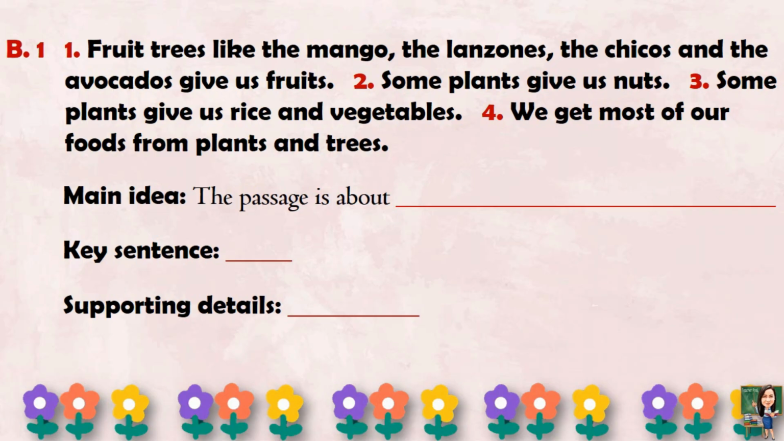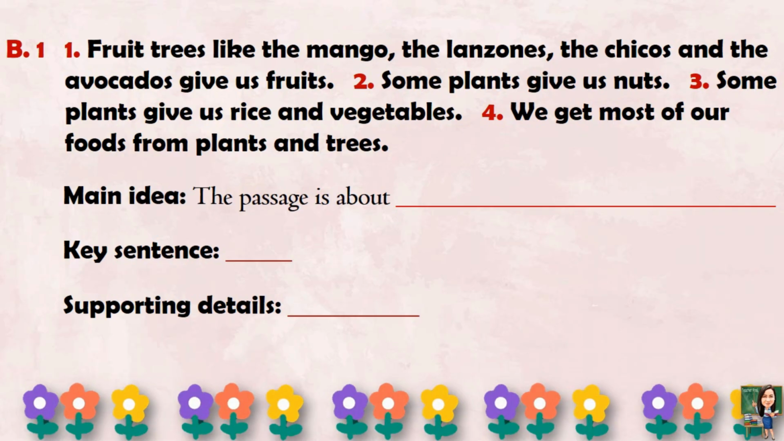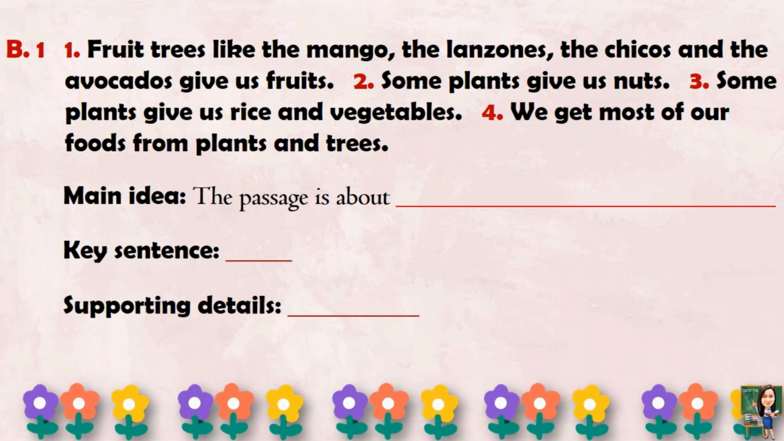Number 1. Fruit trees like the mango, the lanzones, the chicos, and the avocados give us fruits. Some plants give us nuts. Some plants give us rice and vegetables. We get most of our foods from the plants and trees. Let's see the main idea.